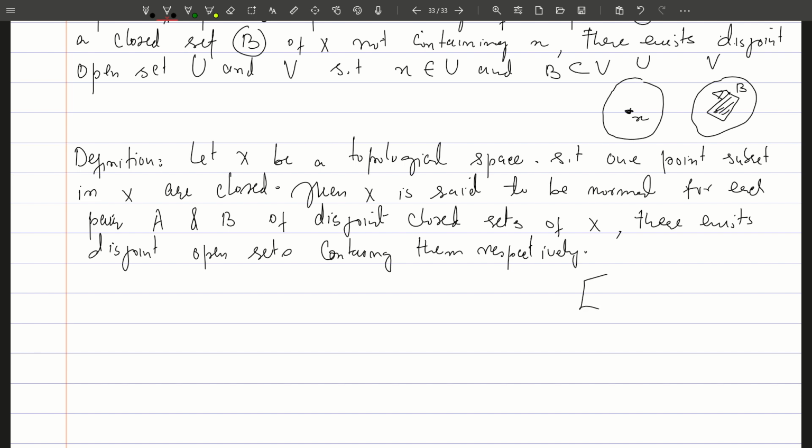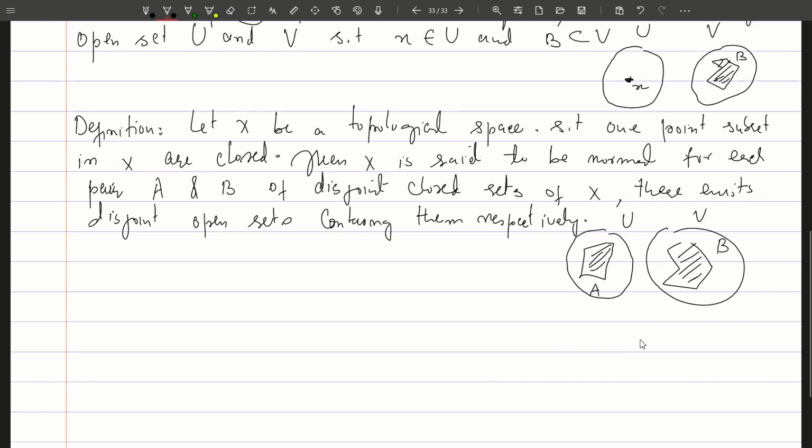Suppose we have the closed set A, and suppose we have the closed set B. They are both subsets of X. If they are disjoint, then we call X a normal space if we can separate these two sets by open sets, say U and V, and these open sets must be disjoint. One can note from the definition that every normal space is a regular space. So this is the remark: every normal space is a regular space. This follows from the definition of regular and normal spaces.